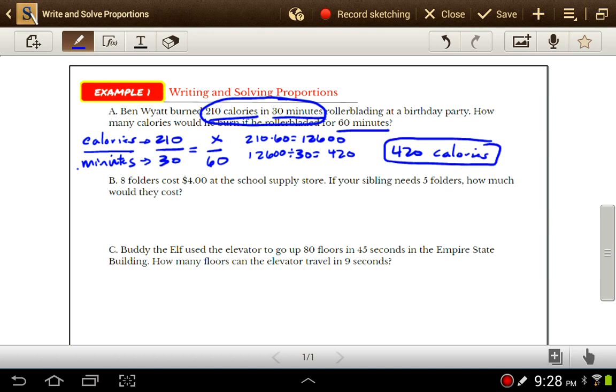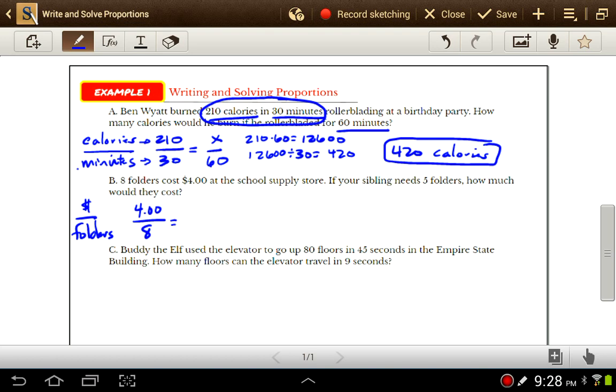Okay, let's work on B. 8 folders cost $4. So we're comparing money and folders. I'm going to put money on top and the folders on the bottom. If in your mind you do it the other way, no big deal. You'd get the same answer. So for my example, since I put money on top, I'm going to put the $4 on top, and I'm going to put the 8 folders in the denominator.